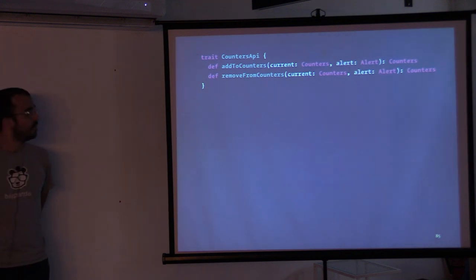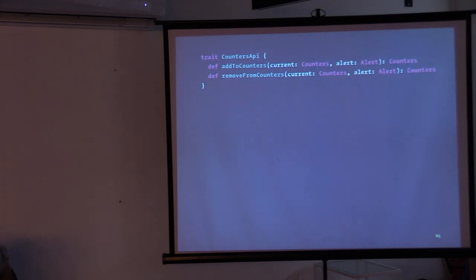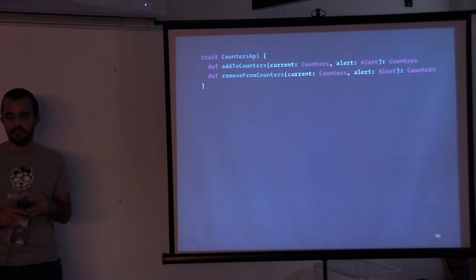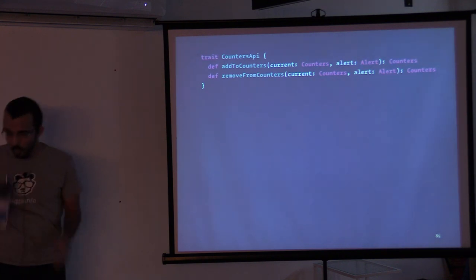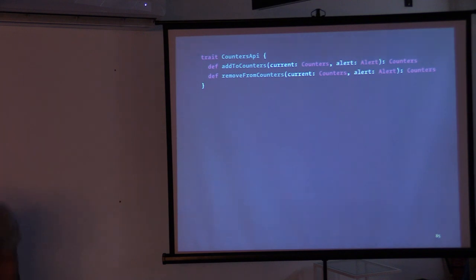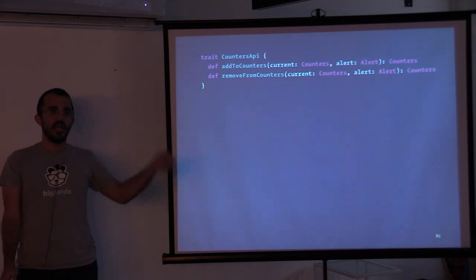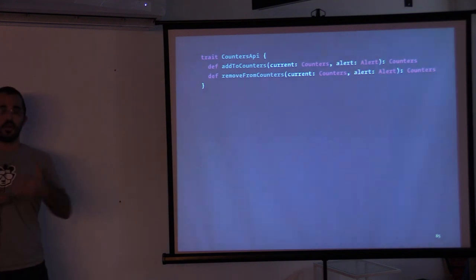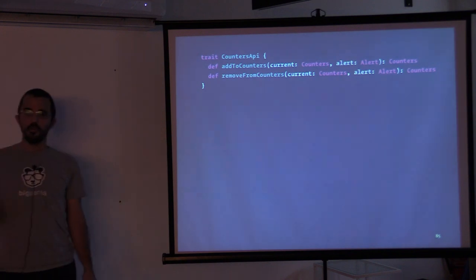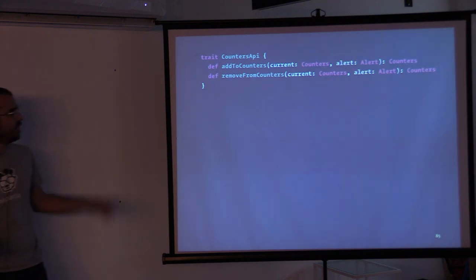I've got an API. I've got two functions in my API, and I'm trying to see how I can go from one to the other. So the first issue that I noticed is that I've got two type parameters. I've got a counters type, and I've got an alert type. If I can remove one of them, maybe I can be closer to the group API. The group API has a single type parameter. Great.